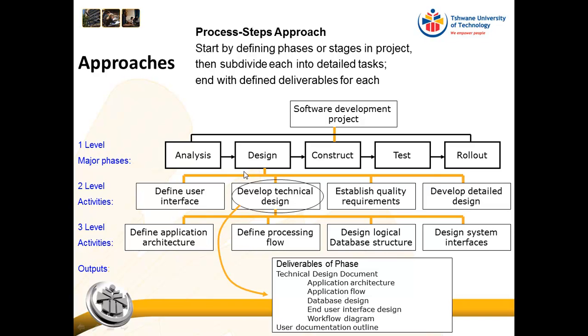And design is then broken down further into define user interface, develop technical design, establish quality requirements, develop detailed design. And then develop technical design is then broken down further into define application architecture, define processing flow, design logical database structure, design system interfaces. And at the end of the day, the deliverables of the design phase are then listed here as the deliverables of the phase.